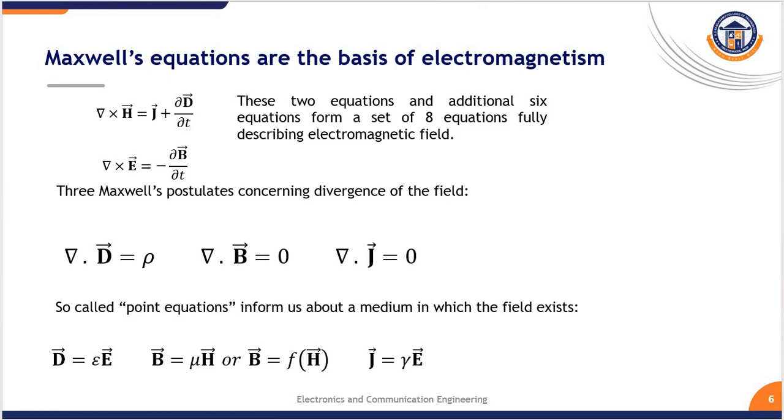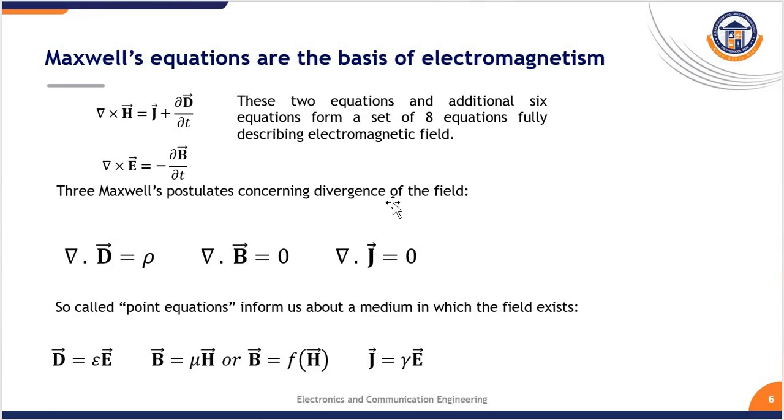Maxwell equations are the basis of electromagnetism. Del cross H vector equal to J vector plus dou D vector by dou T, and del cross E vector equal to minus dou B vector by dou T. These two equations and additional 6 equations form a set of 8 equations fully describing the electromagnetic field.